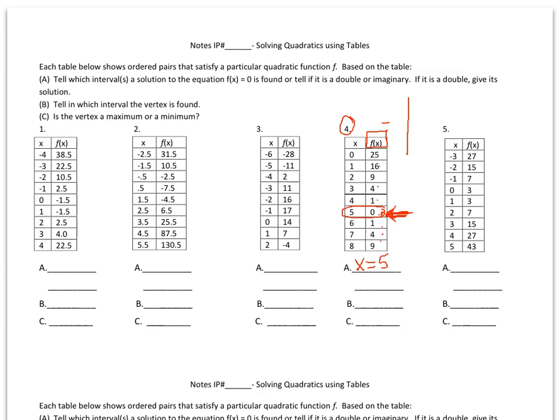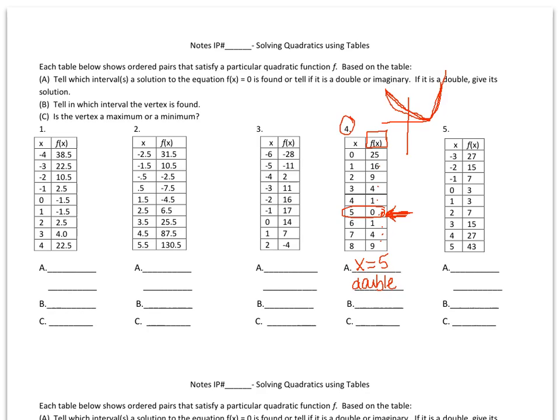So let me just draw a little picture up here. It's coming down because it's up at 25. It's coming down, and then it's hitting, I'm sorry, not the vertex, hitting the x-axis and then coming back up. So that means that that is what we call a double root. So it's a double root at 5 because it's coming down and it's hitting the x-axis and then it's turning back around.